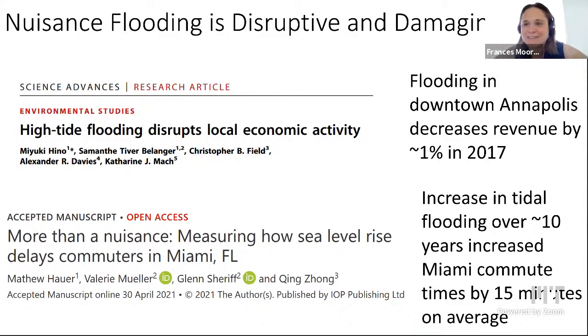Because as I will describe, that's not super easy to do. And then showing that it had an effect on the revenues in the nearby businesses. And then this is a really recent study looking at commuting patterns in Miami and how those are affected by these increasingly frequent coastal flooding events, suggesting there's been an overall increase in commute times of about 15 minutes over Miami over just the last 10 years due to these things, which is a lot in terms of an average effect over a large number of people.